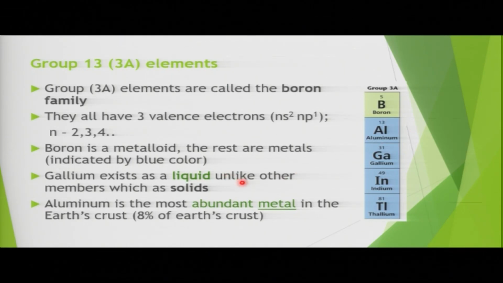Then gallium, on the other hand, exists as a liquid, unlike other members, which are solids. And one unique factor is that aluminium is the most abundant metal in the Earth's crust. It makes up 80% of the Earth's dry weight, or what we can call the Earth's crust. So those are the minor facts we can talk about group 3.